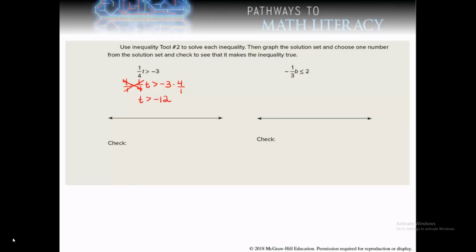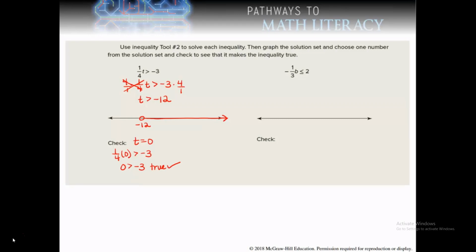Graphing that on the number line, the negative 12 is not included in this case, so I'll have an open circle at negative 12, and for a greater than, my arrow will point to the right. To check that, I need anything bigger than negative 12, so maybe 0. And so I'll plug that in. 1/4 times 0, is that greater than negative 3? Well, that's 0 greater than negative 3, and that is true.